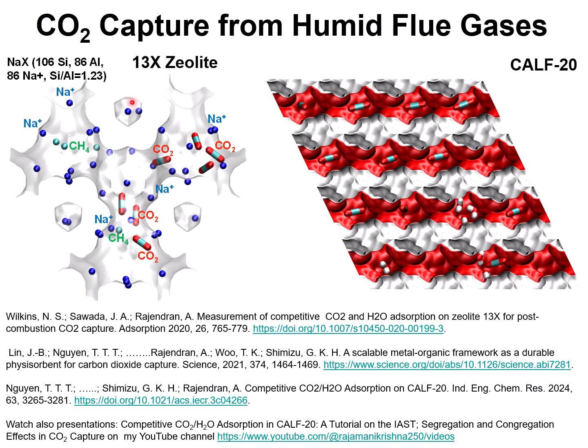13X zeolite is a cation exchange faujasite zeolite with sodium extra framework cations. Per unit cell of 13X zeolite, we have 106 atoms of silicon, 86 atoms of aluminum, and 86 extra framework sodium cations, yielding a silicon to aluminum ratio of 1.23. The CO2 congregates around the extra framework cations, and such congregation effects result in thermodynamic non-idealities for separation of CO2 nitrogen mixtures.